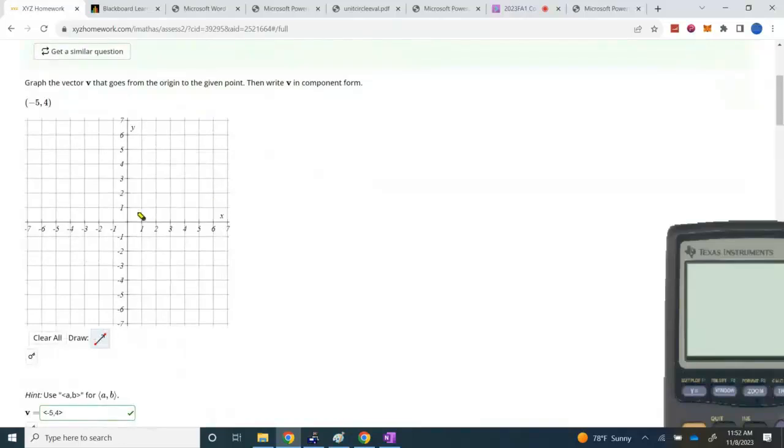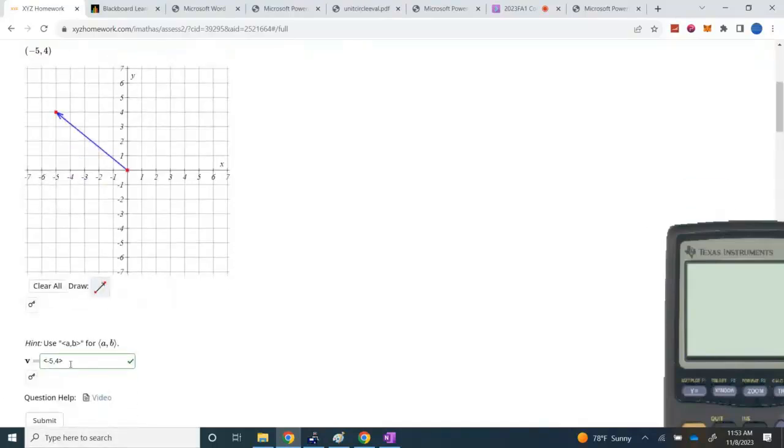So now here's the thing. You want to start first at the origin. And then for my problem, I'm going to go 5 spaces to the left, and I'm going to go up 4. To write it in component form, I'm going to use the angle brackets.